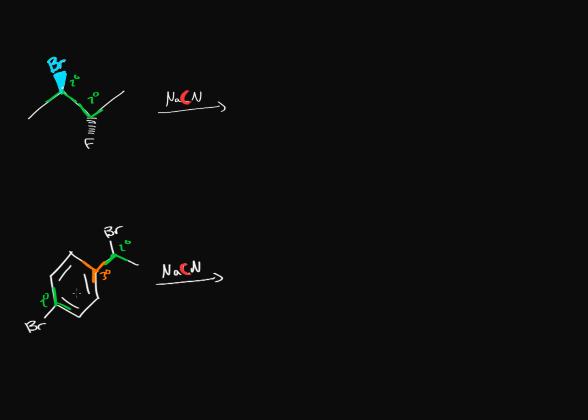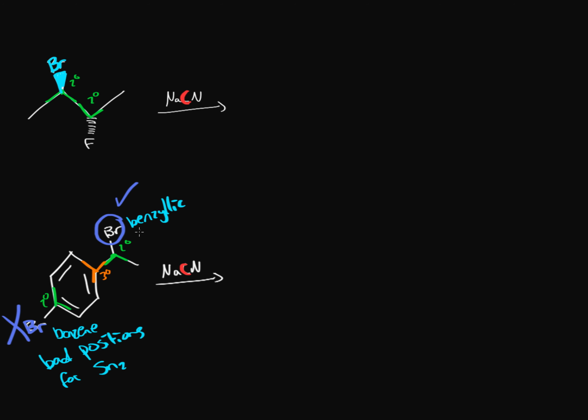And then in this second example, here we have a benzene bromine, while this one is a benzylic. Now, what's the difference? Well, benzylic is the carbon next to a benzene, while a benzene carbon is the one on the benzene ring itself. And benzene carbons are bad positions for Sn2 reactions. So this bromine right here, labeled in purple, is not a good leaving group, while the one we have over here that's benzylic is a good leaving group.